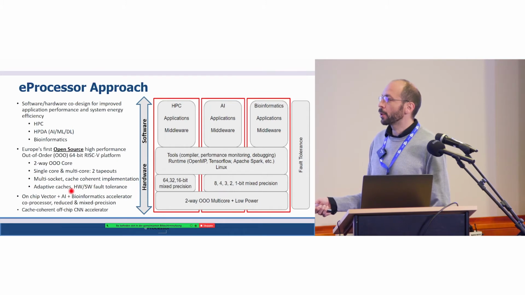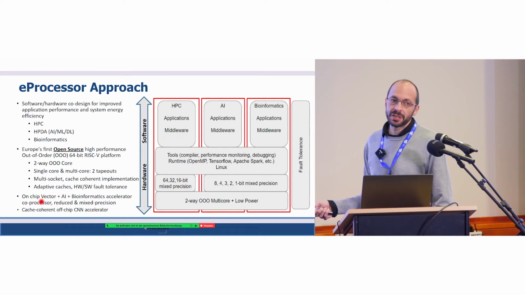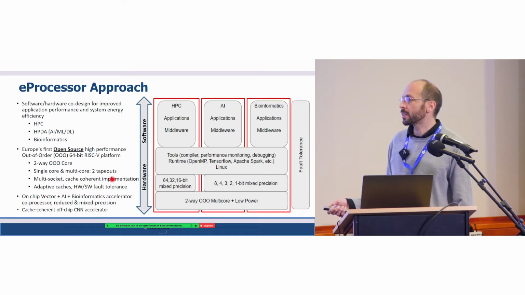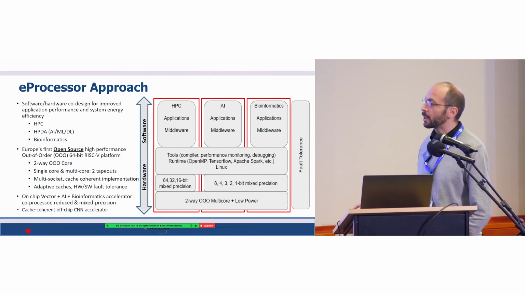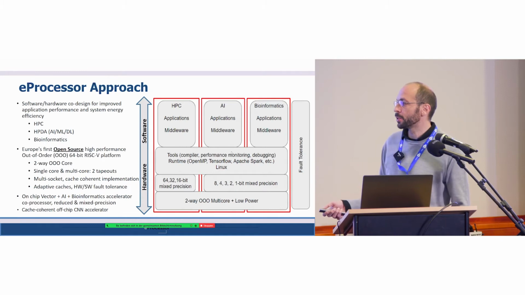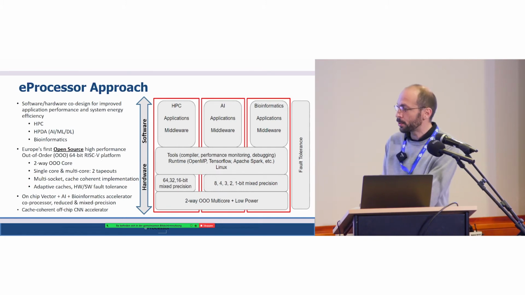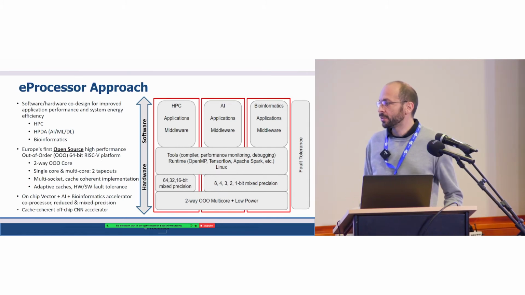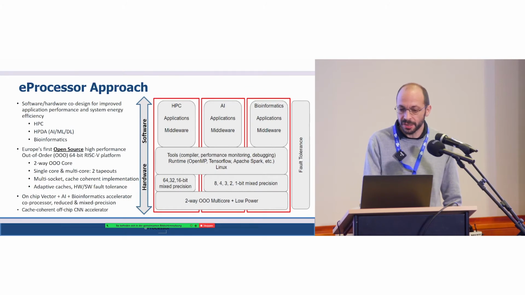So we're going for a multi-socket cache coherent implementation. We are featuring things like adaptive caches and fault tolerance throughout the stack. That's on the right side of the figure. And as I will present, we're doing on-chip vector AI and bioinformatics accelerators that are coprocessors that have reduced and mixed precision floating point, and also a cache coherent off-chip CNN accelerator.